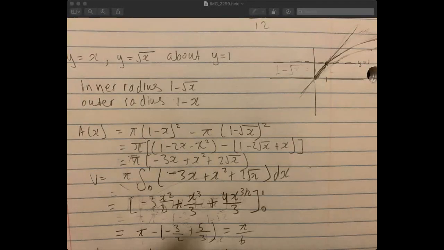No, I'm asking you about the 3D object, the 3D picture. Can you give us an idea about the 3D picture? We have this piece of region. Now we're rotating about y equals 1. y equals 1 is this line you're drawing, that dotted line. So after we rotate this piece, can you visualize the 3D object?